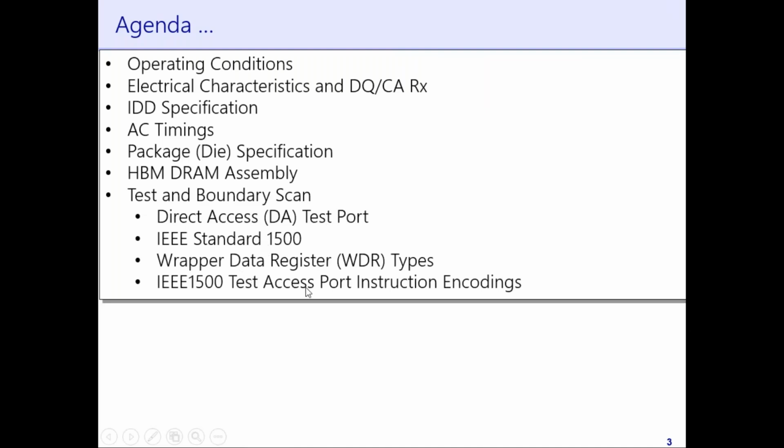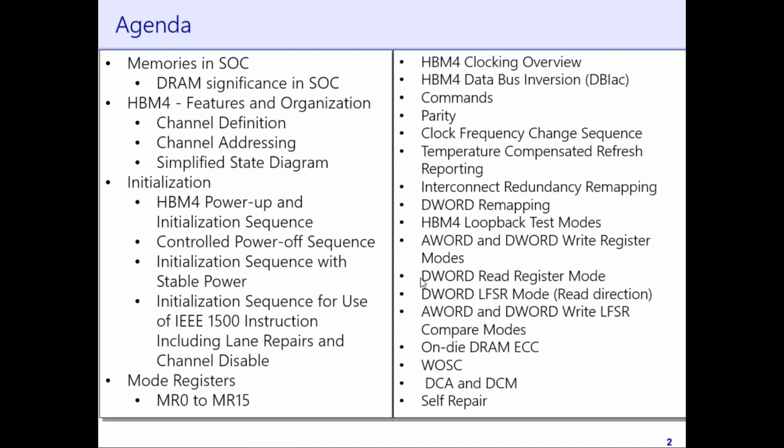And test IEEE 1500 tap instruction encodings also we'll talk about. So this is a brief about what all agenda that will be covered. Whatever we discuss as part of this course will be quite detailed. I mean, we'll be discussing the commands from a practical perspective.